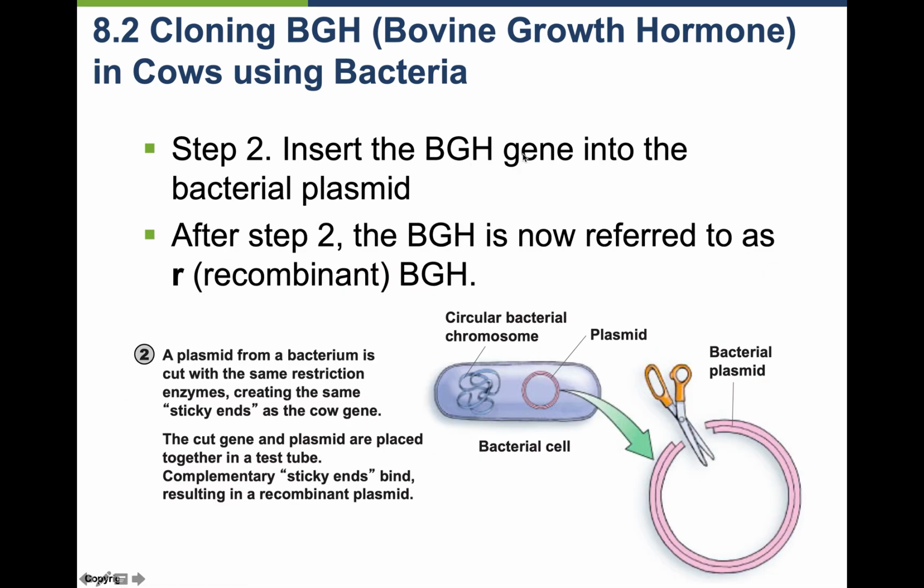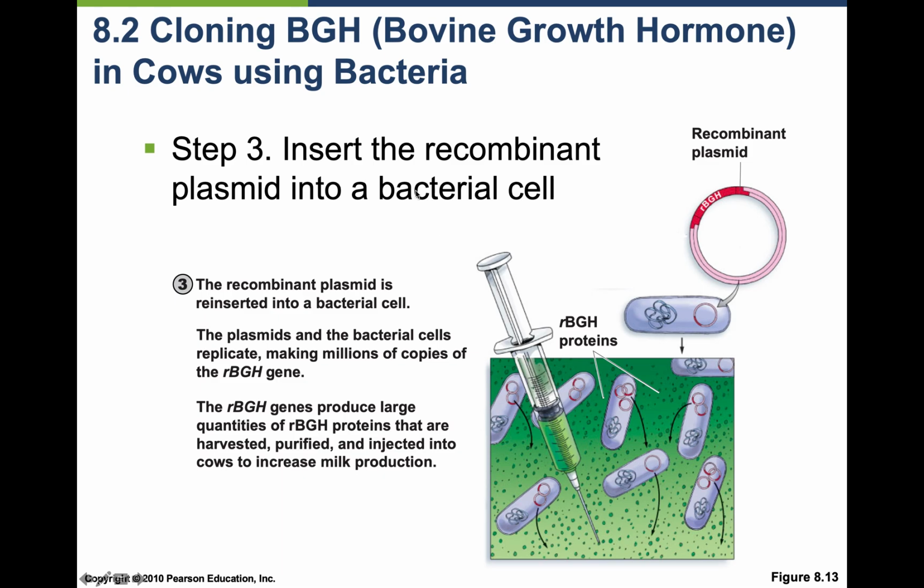And then you can insert the bovine growth hormone gene into those plasmids that we talked about here, right? And then after that bovine growth hormone gene is inserted, it now becomes recombinant bovine growth hormone. Okay, and then the next step is once you've inserted the gene into the plasmid, so here's the recombinant bovine growth hormone in the plasmid, you insert that plasmid within the bacterium.